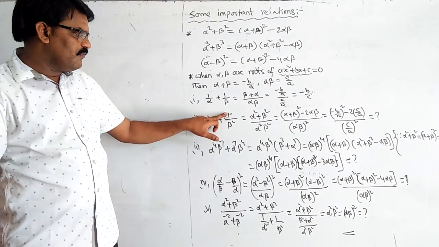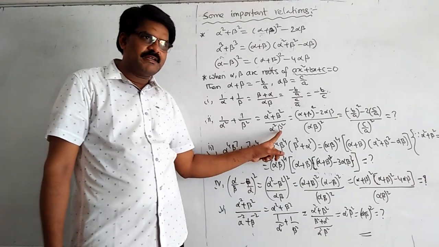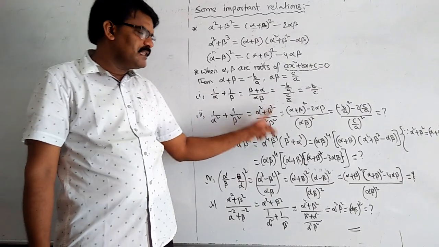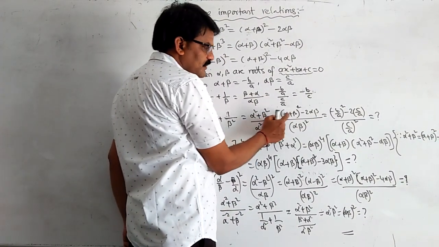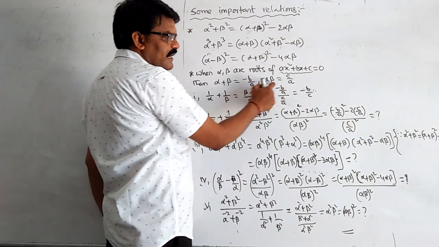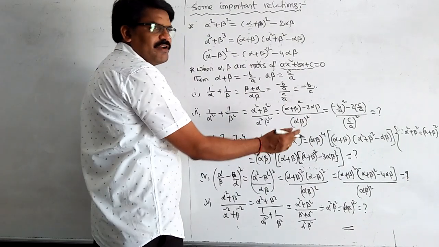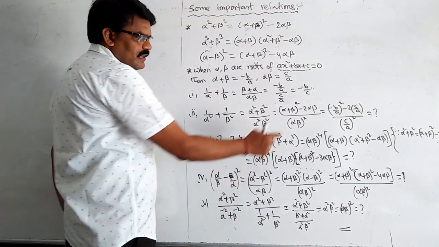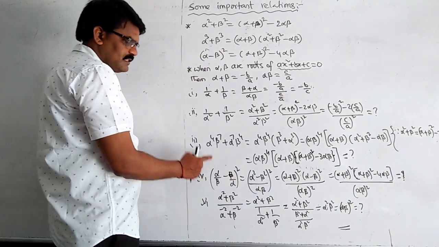Similarly, to find the value of 1 by alpha square plus 1 by beta square, LCM is alpha square beta square. Numerator beta square plus alpha square is nothing but alpha square plus beta square. Write it as alpha square plus beta square like this. By substituting alpha plus beta value and alpha beta value in these two, now your homework is to simplify. Everything you have to simplify, up to getting the final answer.